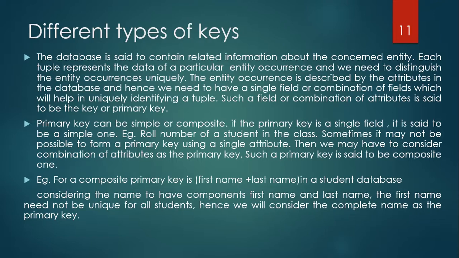The database is said to contain related information about the concerned entity. Once an entity is identified, the database will have related information about the entity occurrences. Each tuple represents the data of a particular entity occurrence, and we need to distinguish the entity occurrence uniquely. That is what we said in the last slide also.